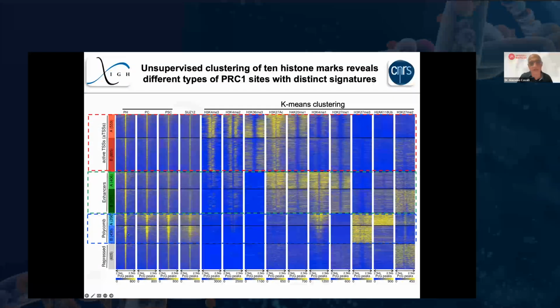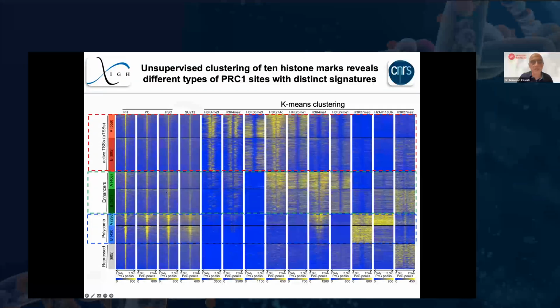So this is a clustering of the binding modes using the histone marks as classifiers. And as you see, you have a lot of Polycomb components in regions that have high levels of K27 trimethylation and H2A ubiquitination, as expected. But you also have many unexpected binding sites. Some of them are these, which are enhancers.